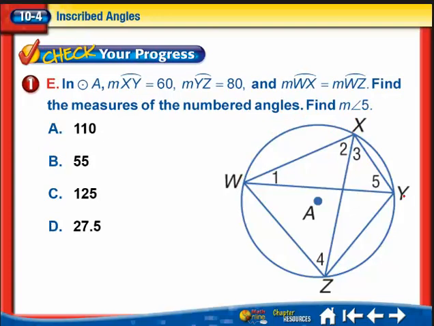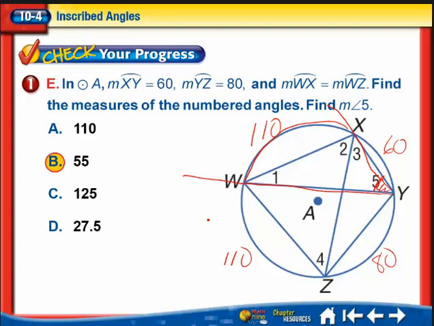Okay, I encourage you to pause here. See if you can find angle 5. Remember, we had 60, 80, 110, and 110. So what would the measure of angle 5 be? Pause and figure it out yourself. You should see that angle 5 right here goes from W to X, intercepting the 110-degree arc. Divide that by 2, and once again you get 55. So I hope you got it right.